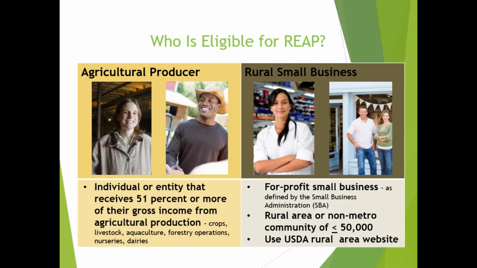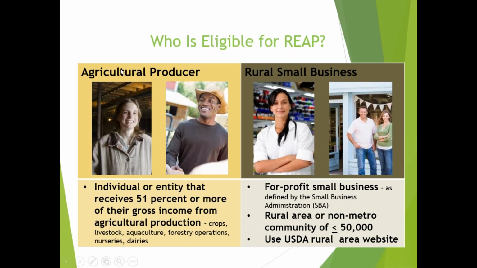for the REAP program. An individual or entity that receives 51% or more of their gross income from agricultural production is considered an agricultural producer. When we work with a lot of farms, we oftentimes discover that when the gross income is taken into account, it is all income. So you might have farm income, but somebody else in your family has a full-time job, and then maybe you have a part-time job. It is the gross income of everybody, and then what percent of that income is from the farm. So it has to be 51% of that.